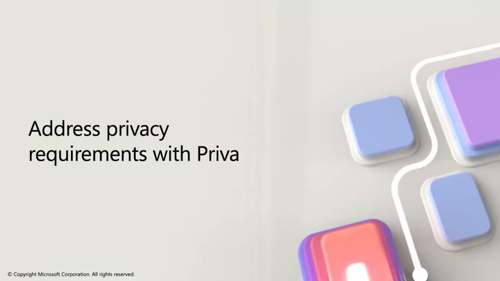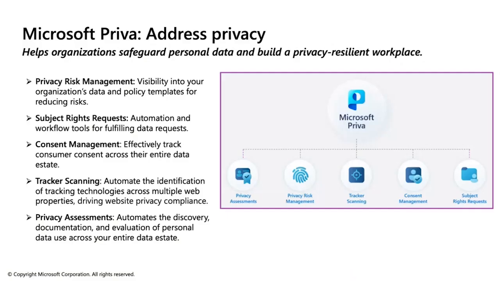The next is Priva. Address privacy requirements with Priva. In Microsoft Priva, why we need this and what kind of benefits we have, let's understand. Now these days, privacy is the most important thing for every organization. How important it is, everybody can understand. Personal data should be processed in a proper, secure way. This should not be exposed to any unauthorized access.